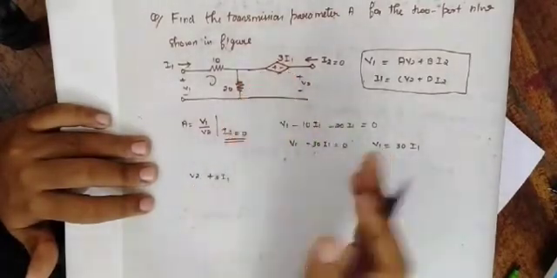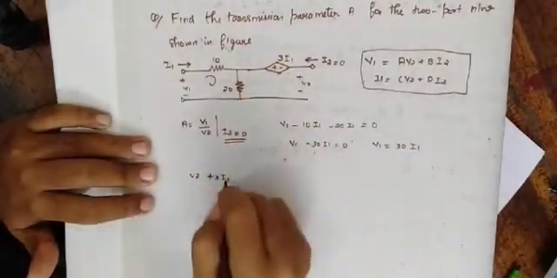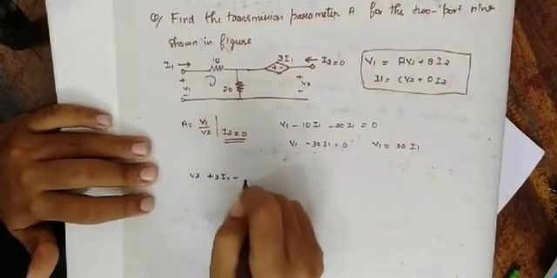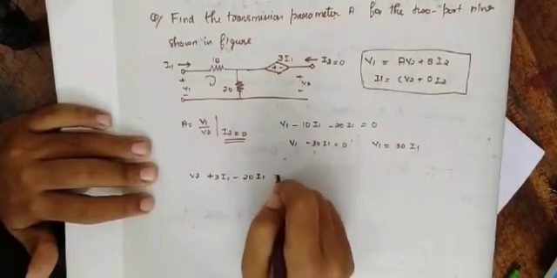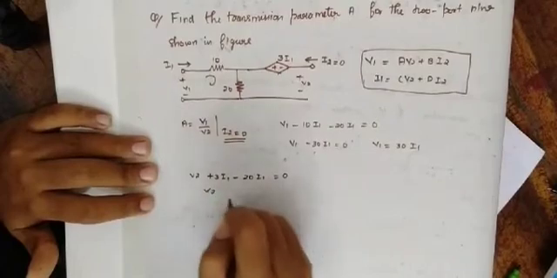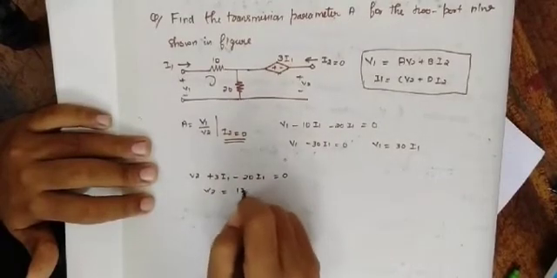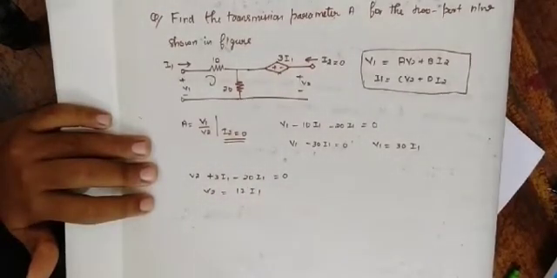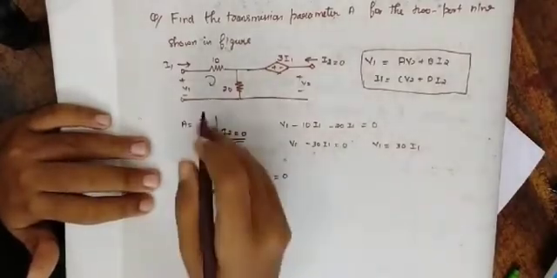Negative to positive. That is why I wrote it as plus. Okay, so V1 plus 3 I1 minus 20 I1 equal to 0, or V2 equal to 17 I1. Okay, 17 I1, and now we have to find out A.